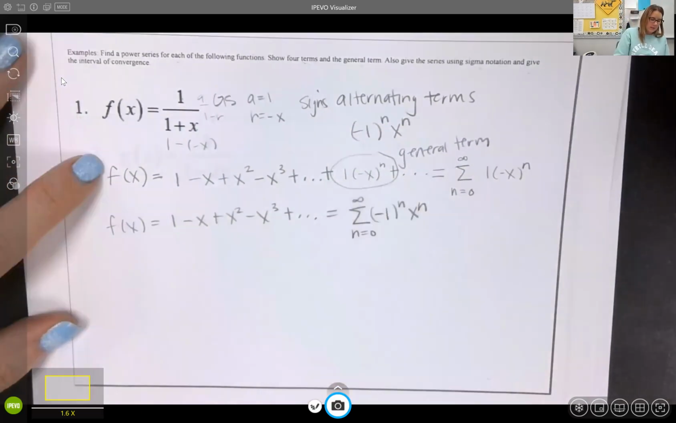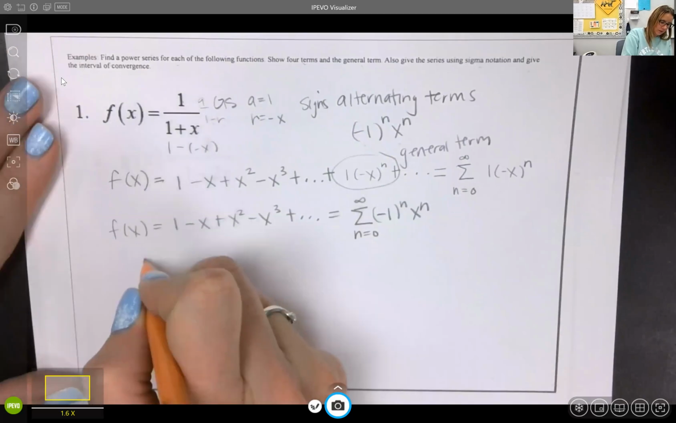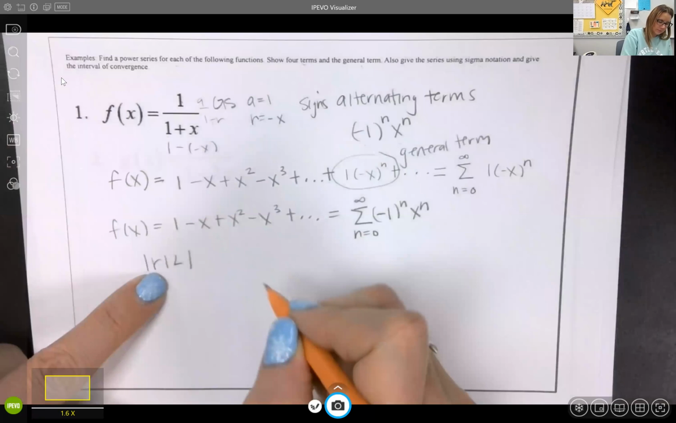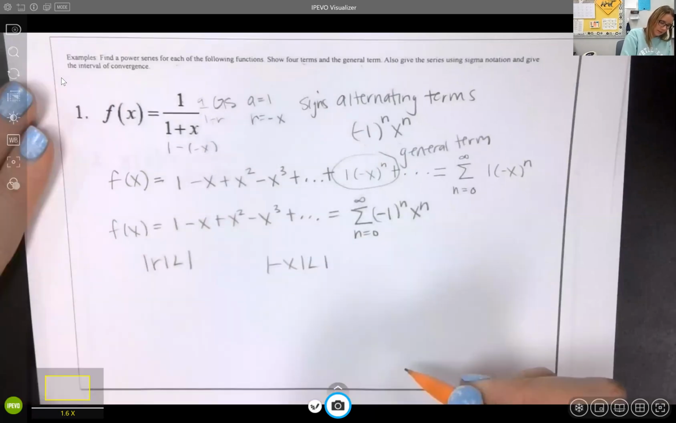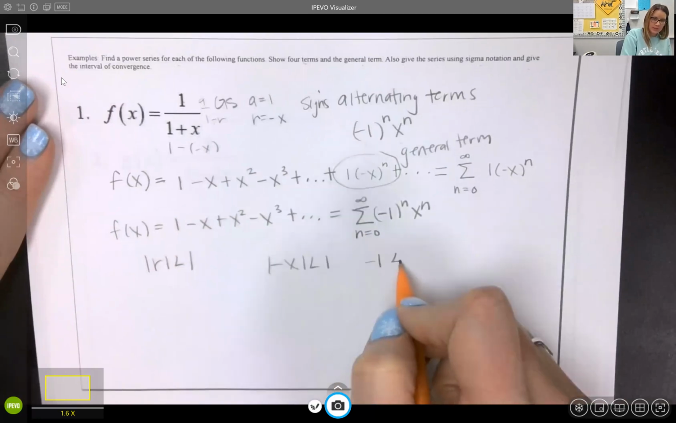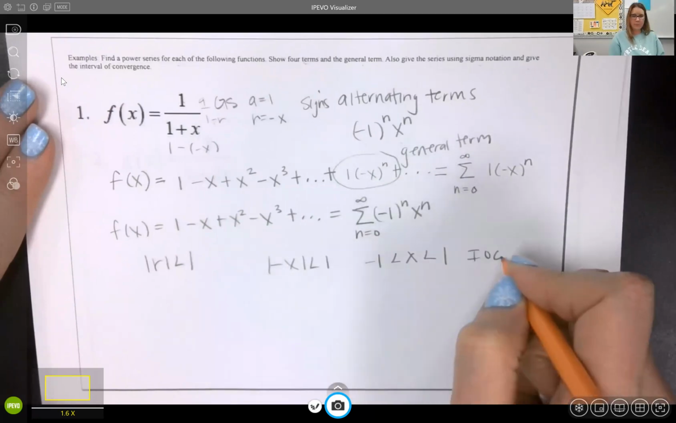Okay. So then we find the interval of convergence. Well, I know that the absolute value of R has to be less than 1. R is negative X. So this means negative 1 is less than X, which is less than 1, is our interval of convergence.